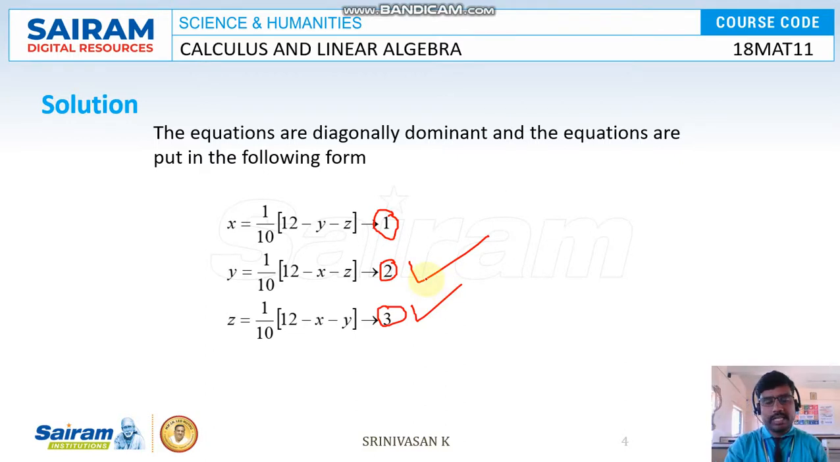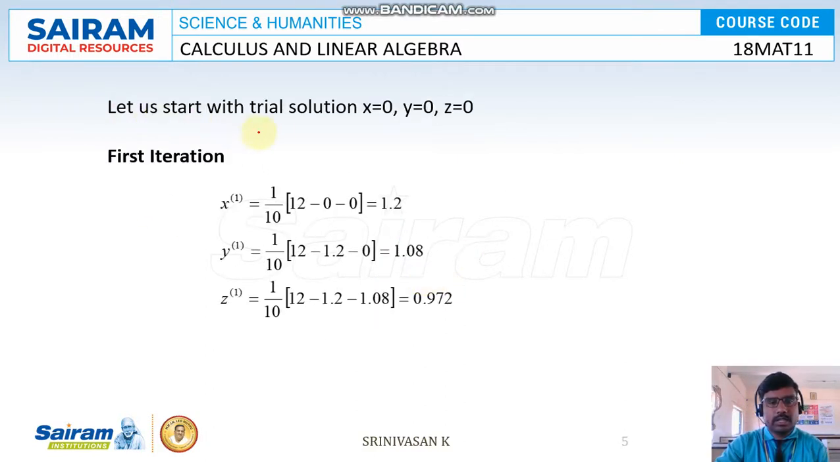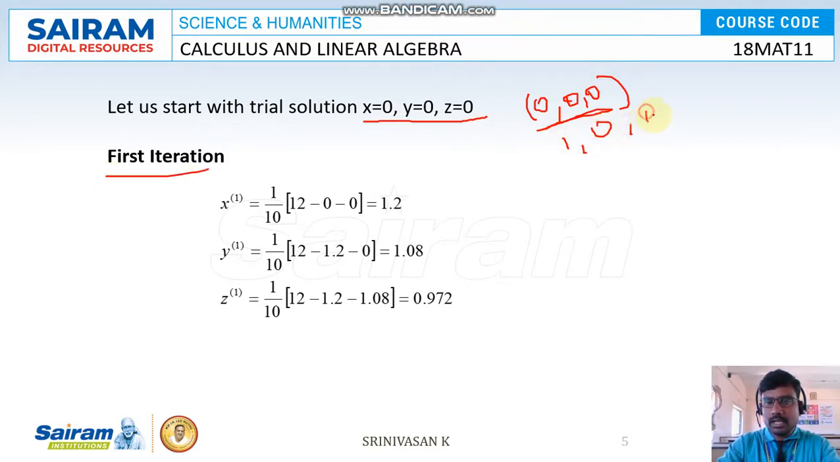Now we can substitute the initial condition. Let us start with the trial solution: x equal to 0, y equal to 0, z equal to 0. If the initial condition is not given in the problem, we have to choose this initial condition. Sometimes they will give an initial condition like 1, 0, 0. Otherwise, we choose the initial condition 0, 0, 0.